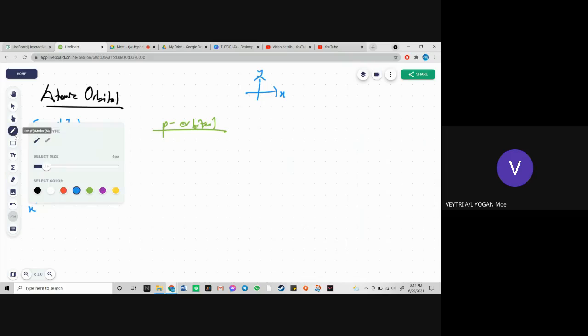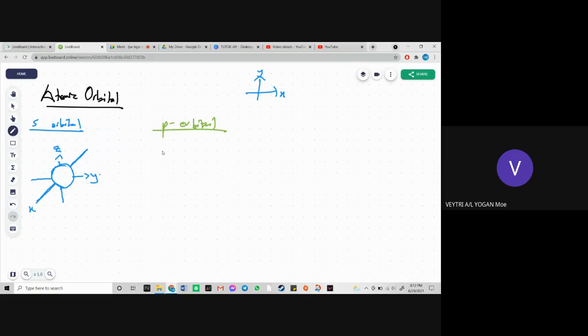Please make sure you show the axes, because the axes are very important, and please show the cut through of the x-axis too. That is for the s orbital. There's only one type of shape for the s orbital. Let's go to the p orbital.